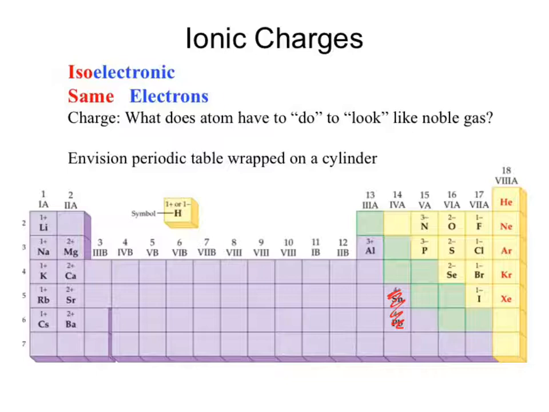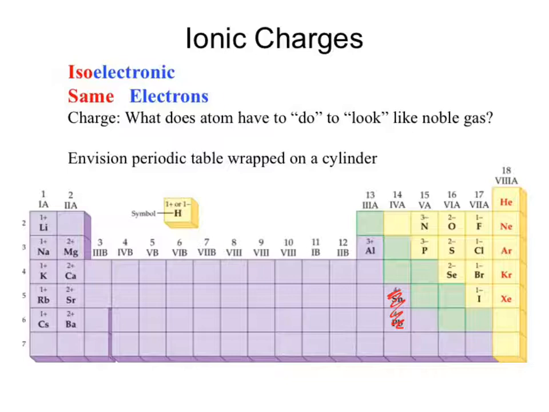This term isoelectronic really just means the same electrons. So what we're looking at when we're looking at our charges, and what charge an individual atom becomes, particularly when it moves into a compound, is dependent on what the atom has to do to look like a noble gas. Well, what does that mean? Why do our atoms want to look like a noble gas? We already said they're the most stable, so that makes sense.